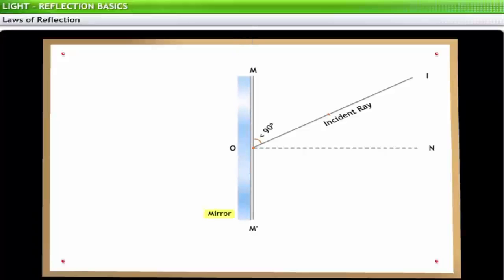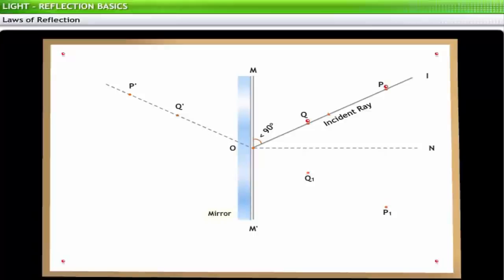Place a strip of plane mirror vertically on MM'. Then fix two pins P and Q on the incident ray IO. P' and Q', which are the images of P and Q respectively, are observed from the other side of the normal. Two pins P1 and Q1 are fixed such that these two pins and P' and Q' are collinear.